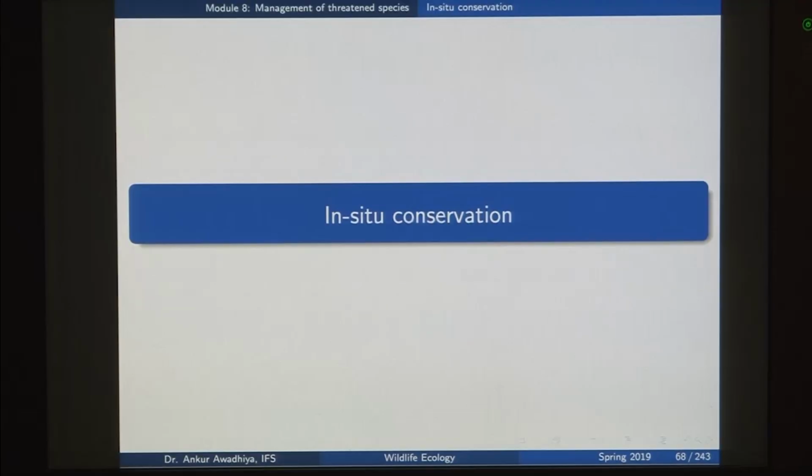Namaste. Now that we know that there are species that are under the threat of extinction, what can we do to conserve them? What are the ecological processes, or what are the conservation strategies, that we can use to protect those species to save them from the brink of extinction? So, in this context, we have two different kinds of strategies, which are in situ conservation and ex situ conservation. And in today's lecture, we will have a look at in situ conservation.